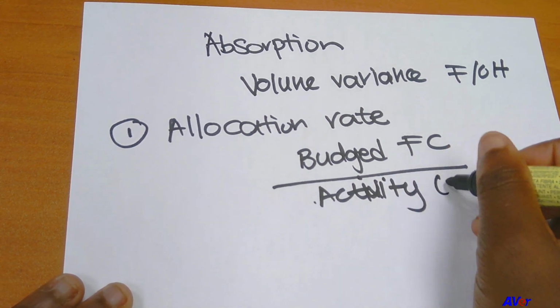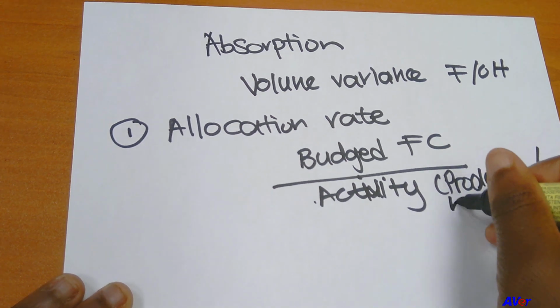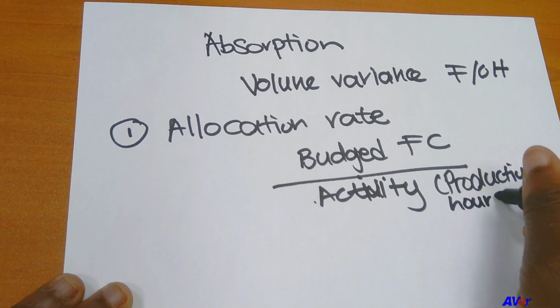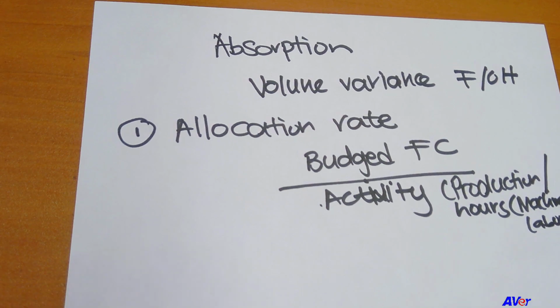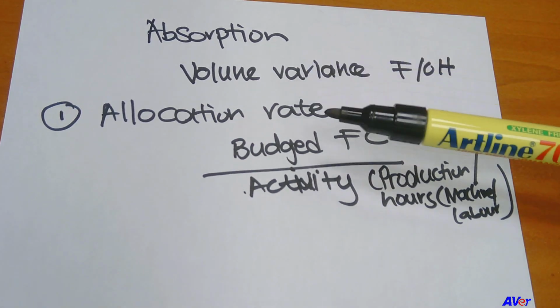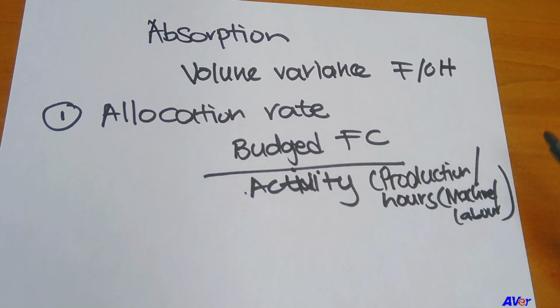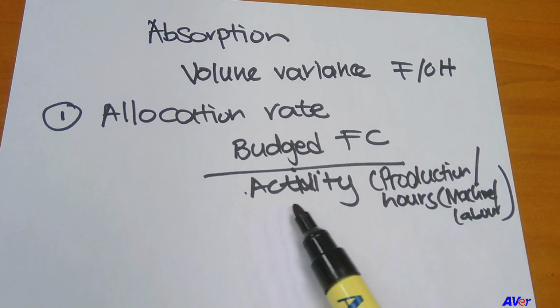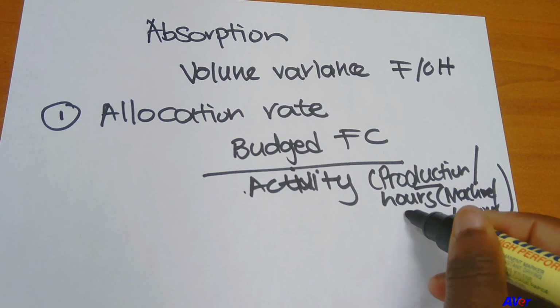So this activity could be your production units, or it could be hours, which is then like your machine or labor. After you have identified that you're using the absorption costing system and you've calculated your allocation rate, which is the budgeted fixed cost divided by the activity, you need to see what drives the fixed cost, which is your activity here. It could either be that it's just production, or it could be that it's hours.